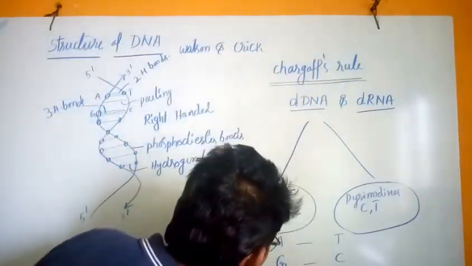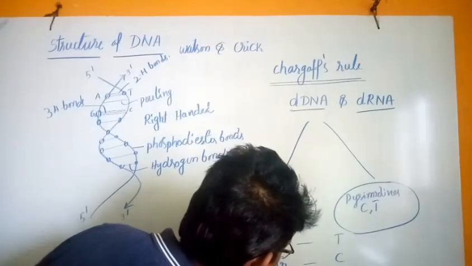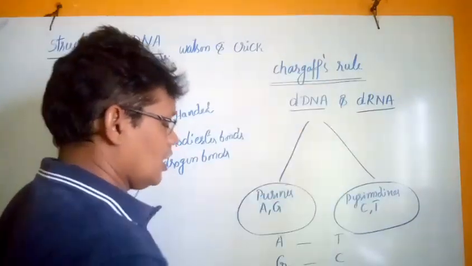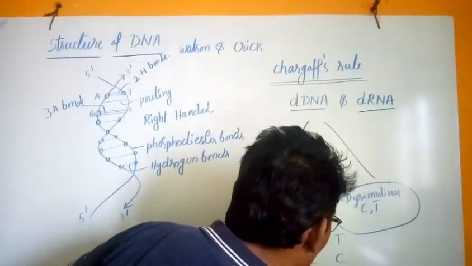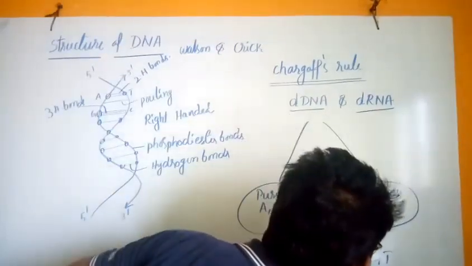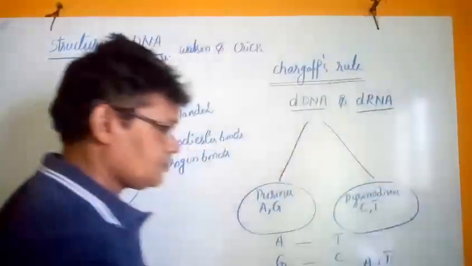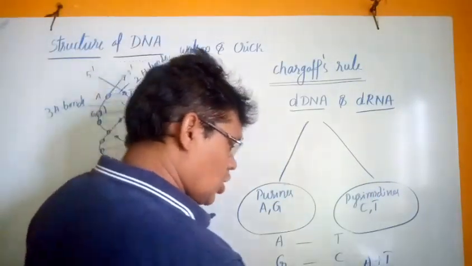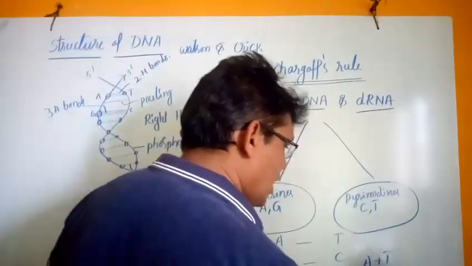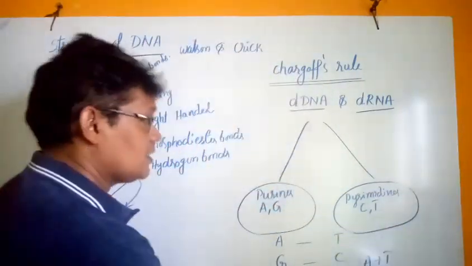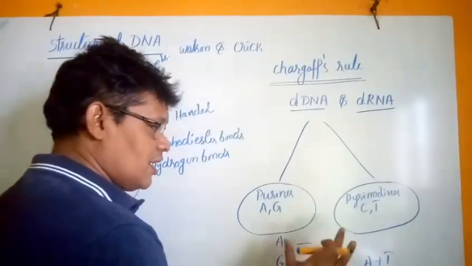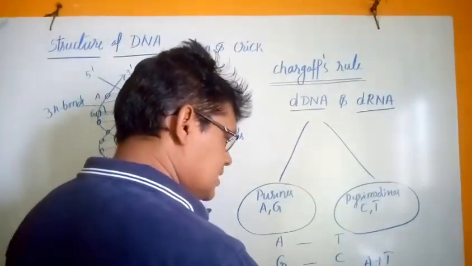The base ratio is identified with the help of Chargaff's rule. Generally, the base ratio is A plus T by G plus C. The base ratio is constant in almost all living organisms, without change in tissue or with increase in age. That is Chargaff's rule. The base ratio is a constant number of A plus T by G plus C.